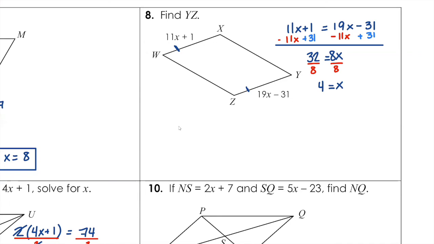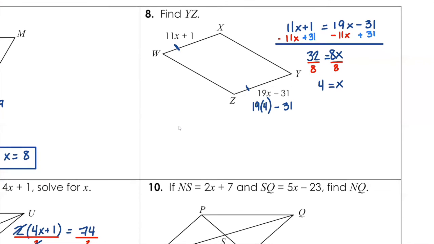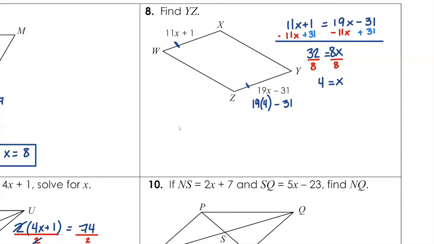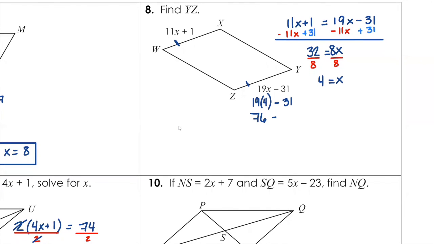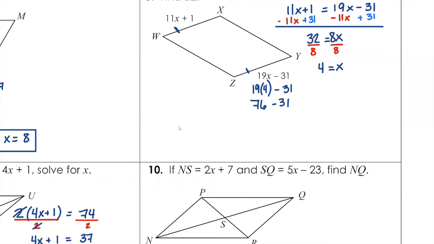You could do WX if you wanted. It's up to you. But what allows you to do WX? Because they're both congruent. Absolutely. But I'm going to stick with 4 because it's down here already. 19 times 4 is 76. 76 minus 31 is 45. Hooray! Huzzah!